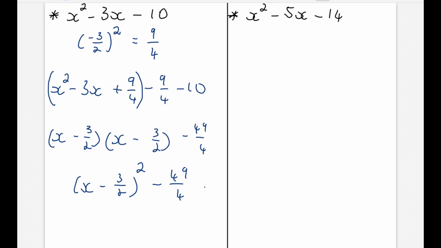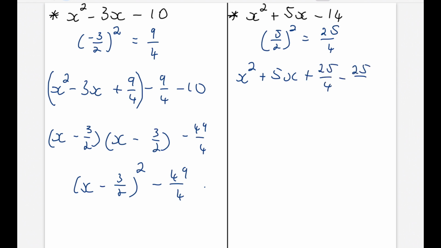Let's look at another example, and let me actually make this a positive because we haven't looked at those. Here I'm going to find half of 5, which is just 5 over 2. And when I square 5 over 2, I get 25 over 4. That's my special number. I'm going to add it and subtract it. Then I'll look at the first three as a separate trinomial. Technically, I don't really have to factorize. I'm just going to put x and x, then the square root of 25 over 4, which is 5 over 2 on both sides. Now, since this is a positive, I'm going to put a plus and a plus.